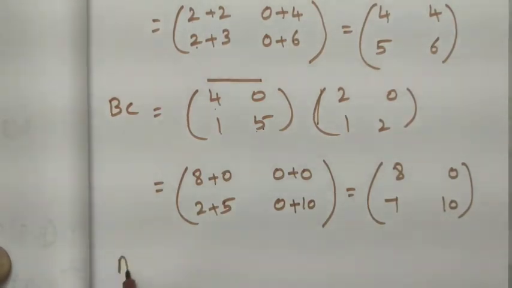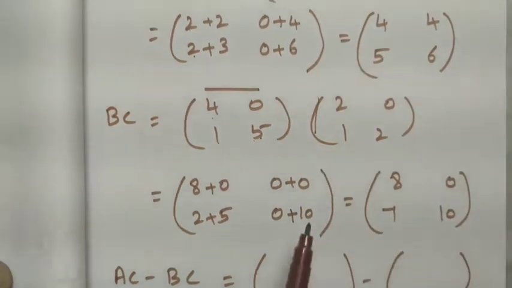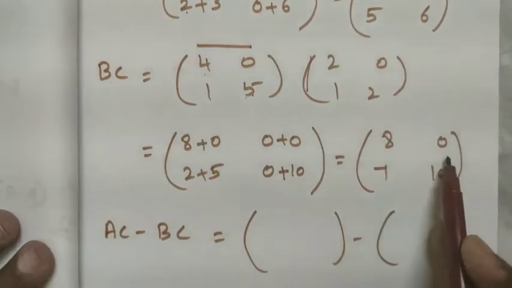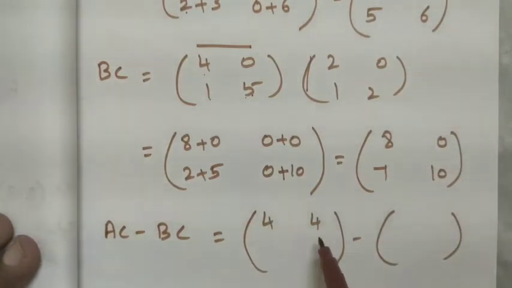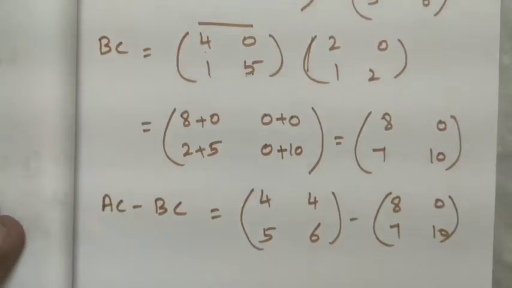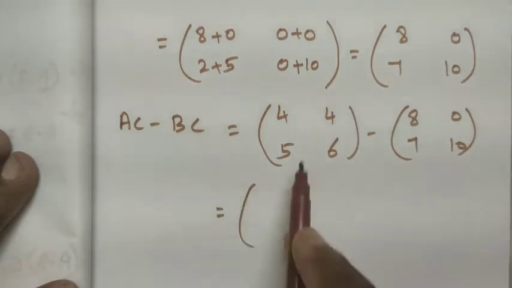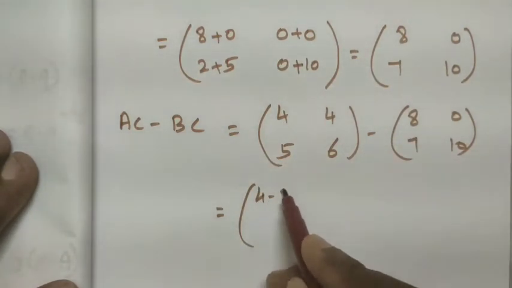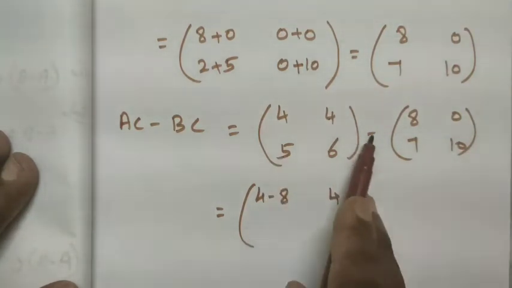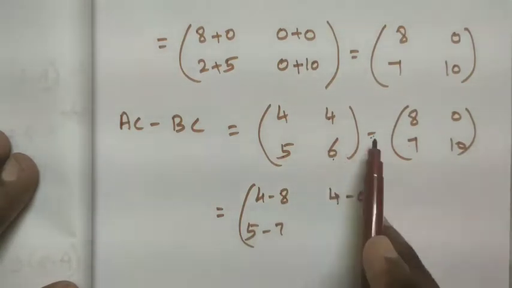Now we want to find out AC minus BC. Here A matrix minus B matrix. AC is equal to 4, 4, 5, 6, and then BC is equal to 8, 0, 7, 10. So 4, 4, 5, 6, minus 8, 0, 7, 10. Now we want to subtract these two. When we subtract 4 minus 8, 4 minus 0, 5 minus 7, the terms which are in the same position we subtract. Okay? 6 minus 10.